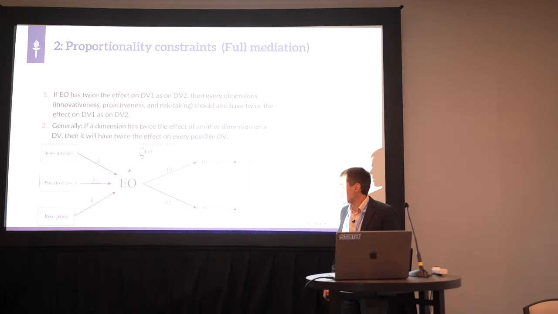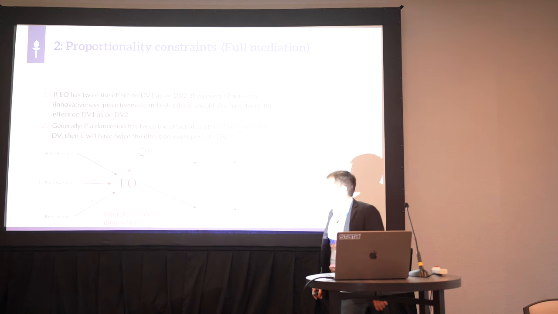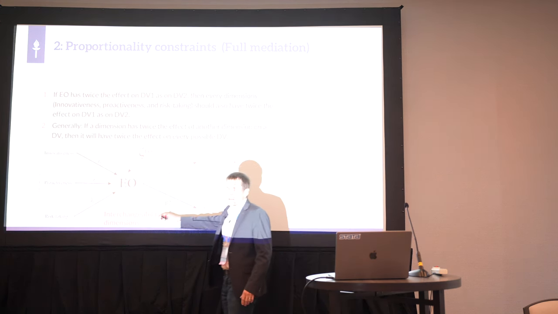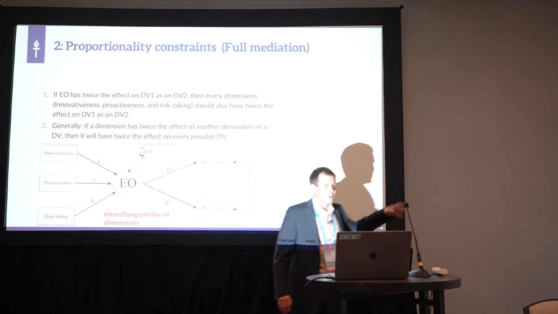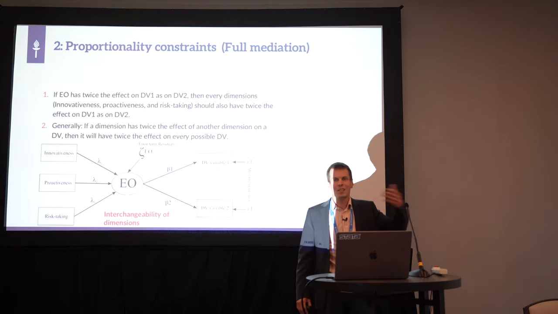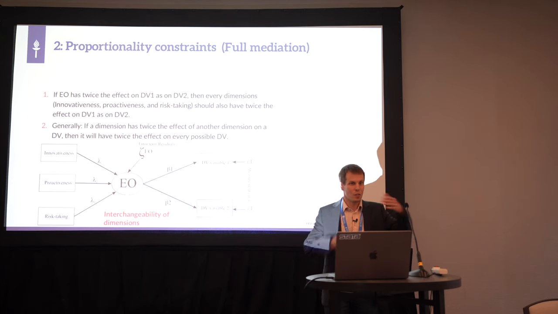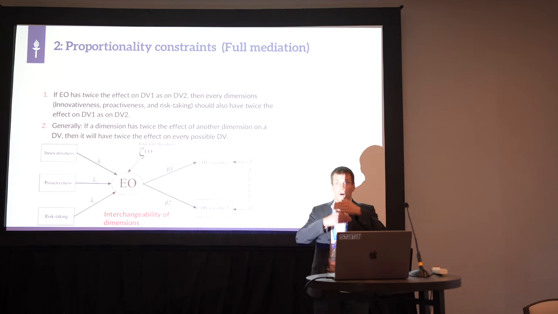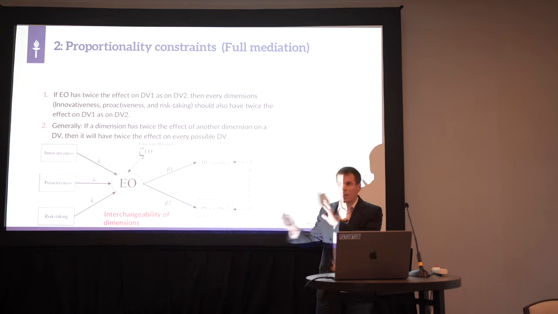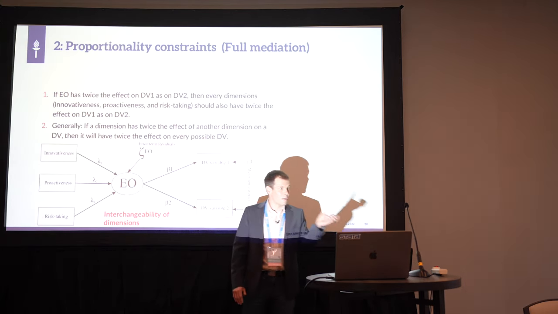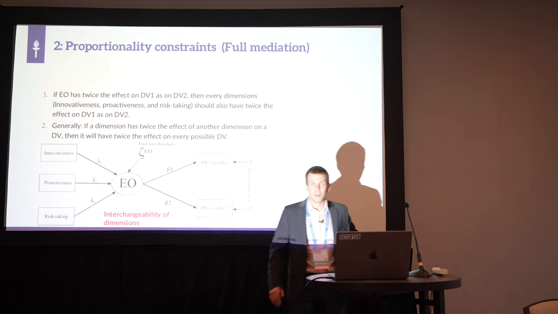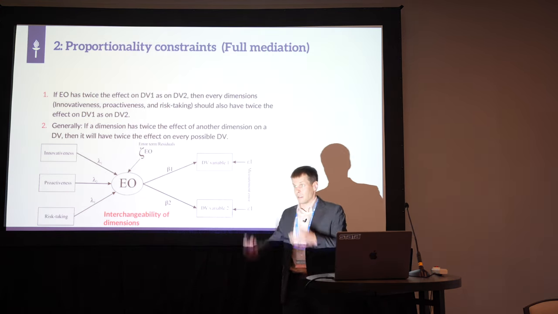This also means that the dimensions are interchangeable in this model. So if you lack innovativeness, you can compensate by increasing your risk-taking. That's because EO is modeled as a weighted sum. And you know from elementary school math that if you take a sum of two things and you lack one, you can increase the other, and that makes the sum the same.